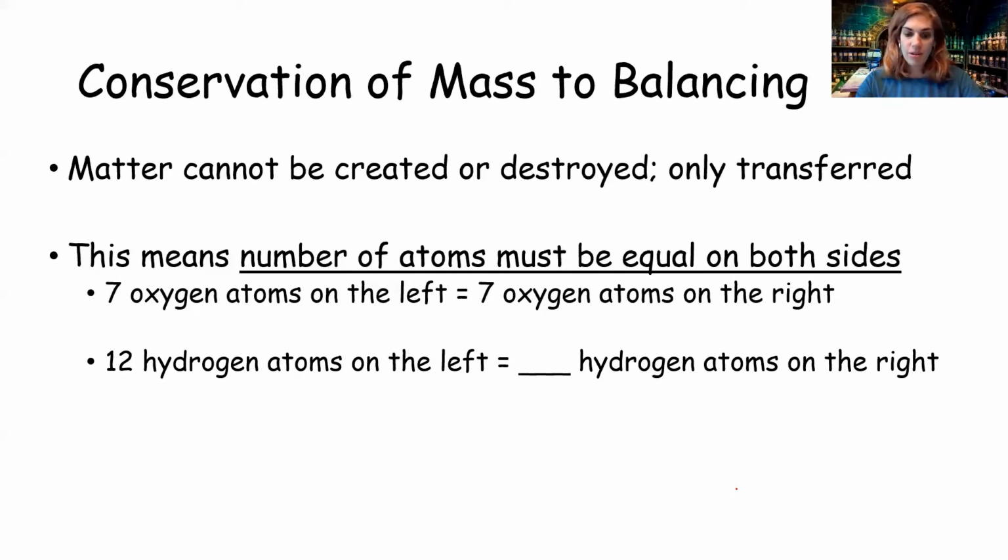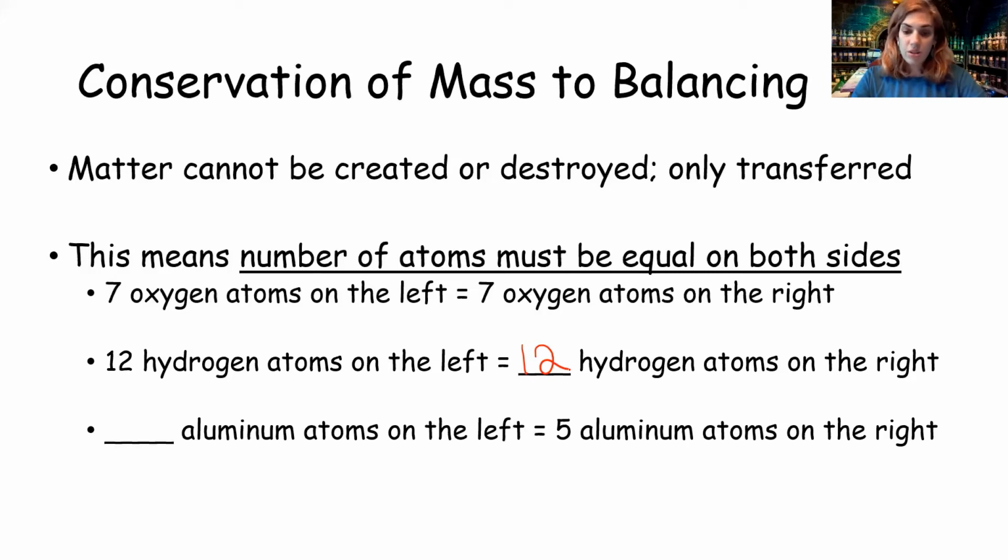Here's another example. If I have 12 hydrogen atoms on the left side of the arrow, then I have to have a total of, you guessed it, 12 hydrogen atoms on the right. If I have a total of 5 aluminum atoms on the right side of the arrow, then that means that I have to have a total of 5 aluminum atoms on the left. Are you guys seeing the main picture here?